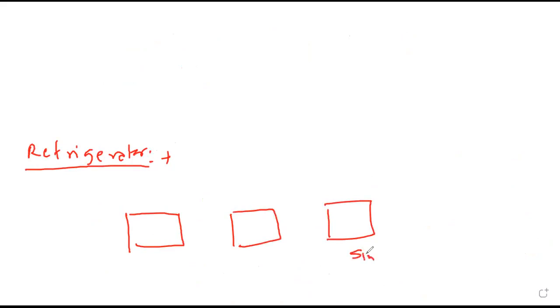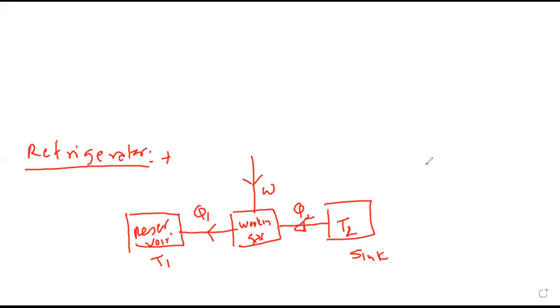Refrigerator means from the sink, it extracts the heat. And then gas is compressed by doing work on it. And then excess heat is given to the reservoir, the radiator that we have. In this case, work plus Q2 is becoming Q1. Therefore, work is Q1 minus Q2. Same as before.